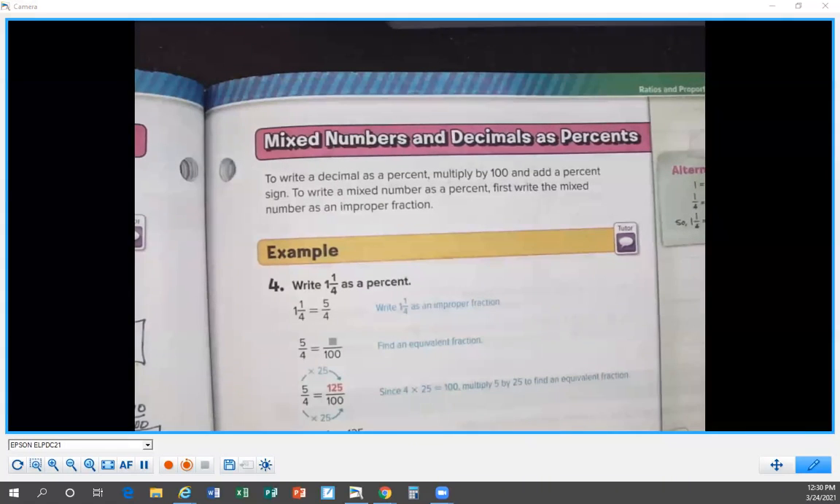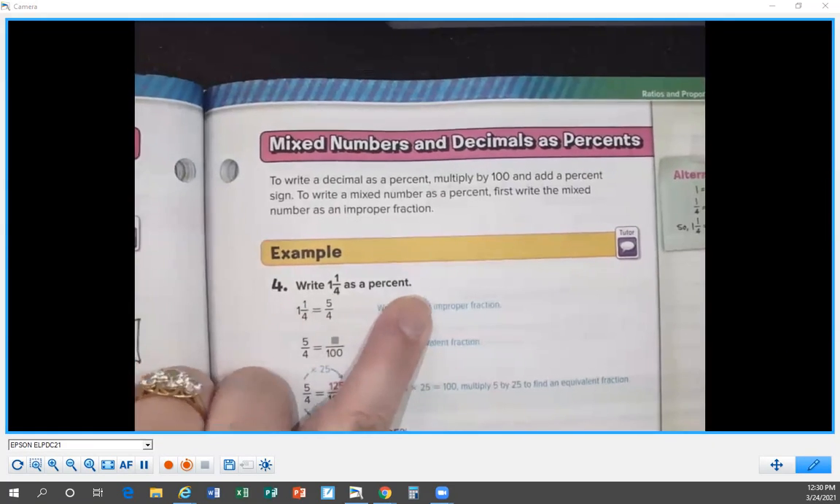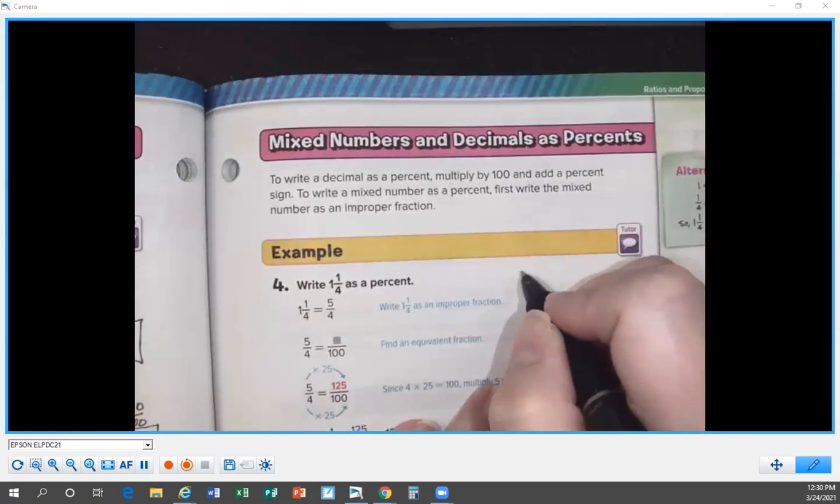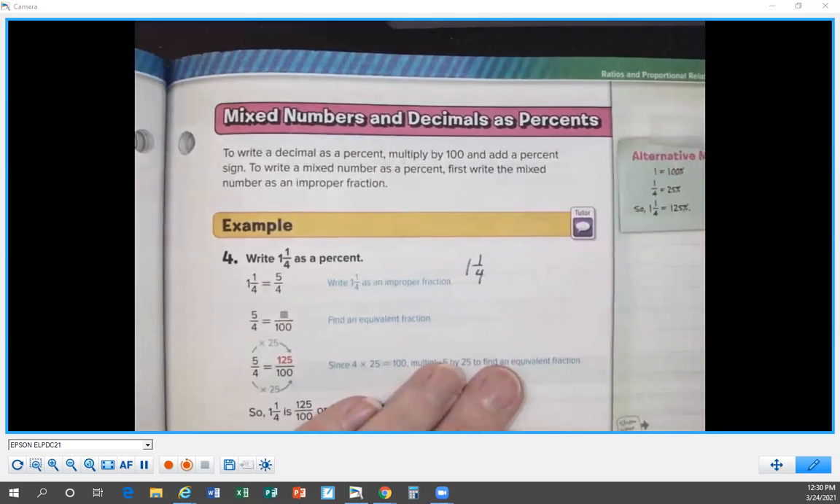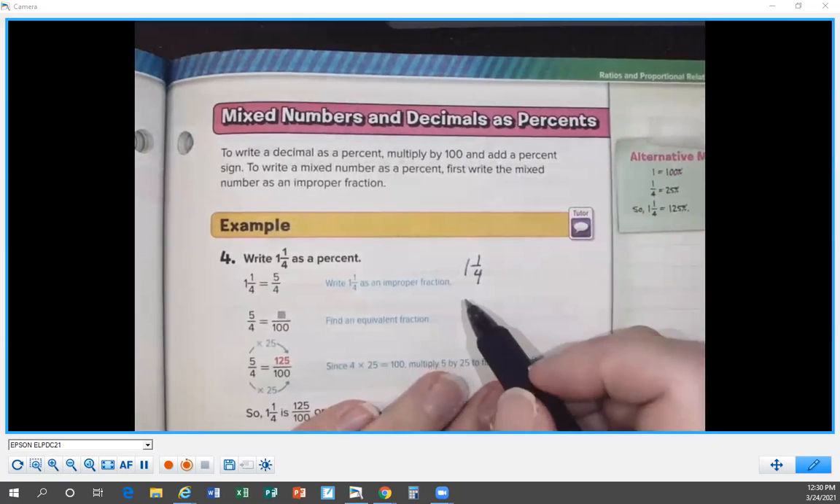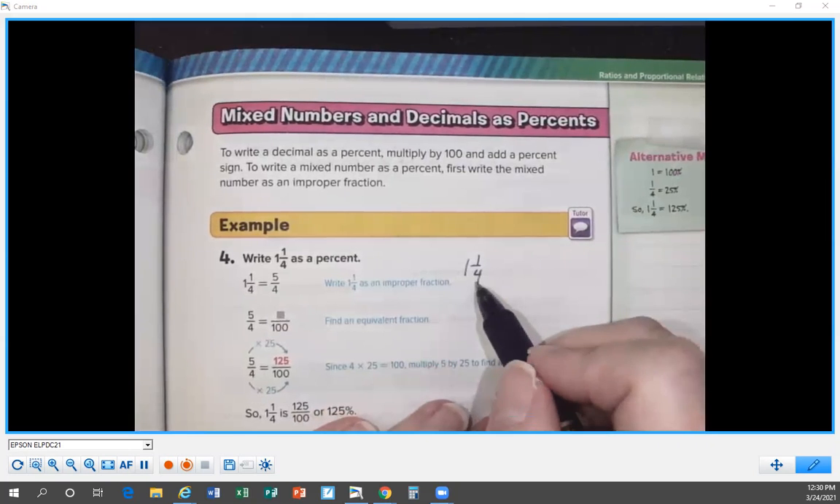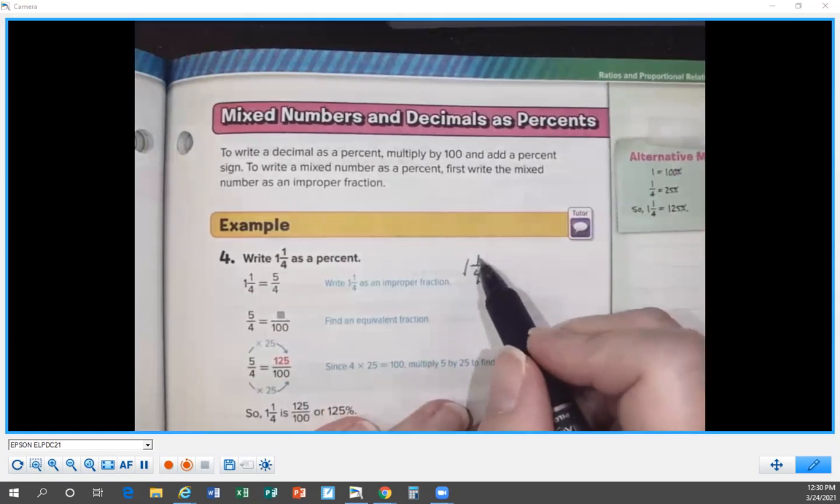So let's look at example 4. Write 1 1/4 as a percent. So we'll start off with the 1 1/4. And we'll change that to a mixed number, okay, or excuse me, it is a mixed number. We'll change it to an improper fraction. 4 times 1 is 4, plus 1 is 5.